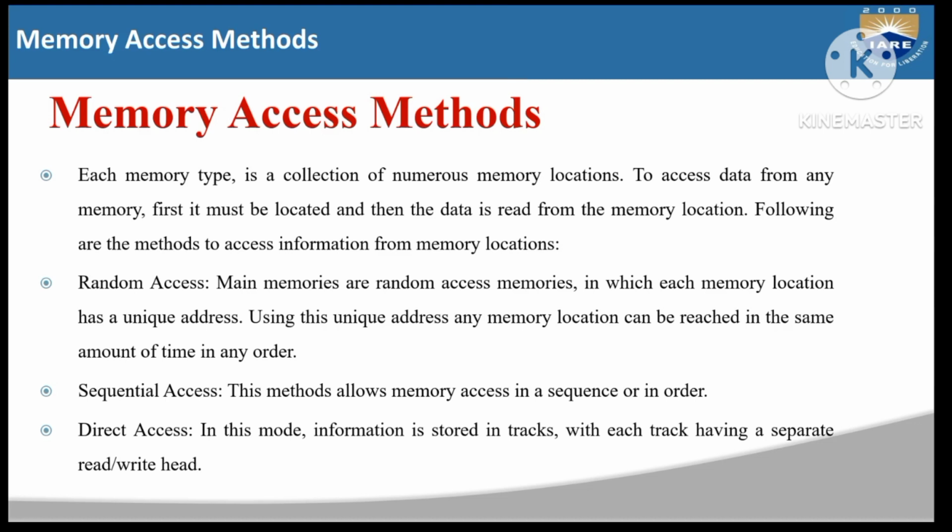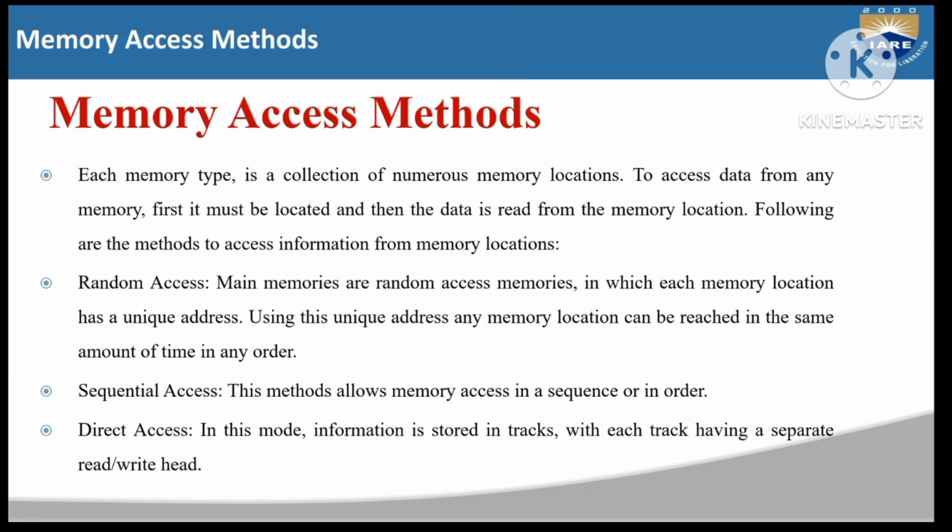One is random access. Main memory is a random access memory in which each memory location has a unique address. Using the unique address, any memory location can be reached in the same amount of time. Irrespective of where it was placed, each address has the same access time. This is random access.